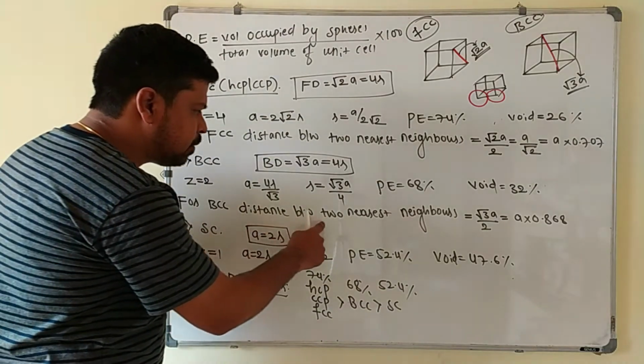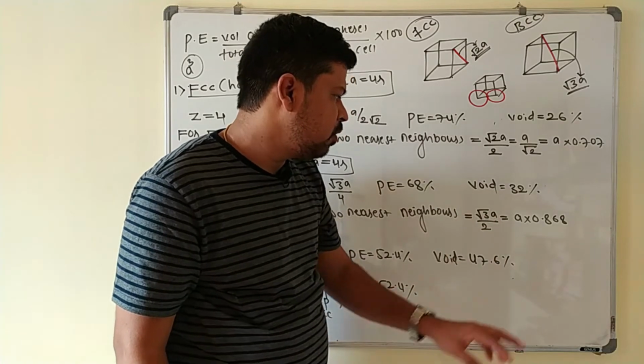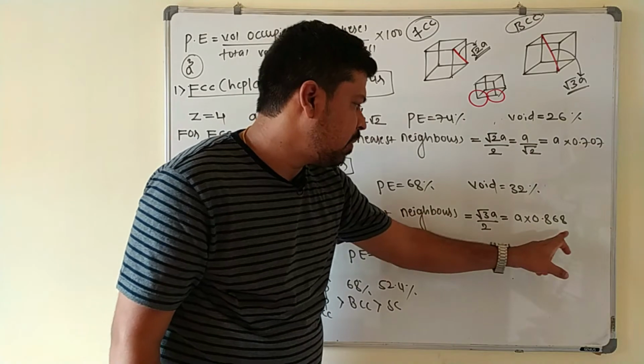For BCC the distance between two nearest neighbors is body diagonal divided by 2. Body diagonal is root 3a divided by 2, that will be equal to a into 0.868. Directly you can multiply these values.